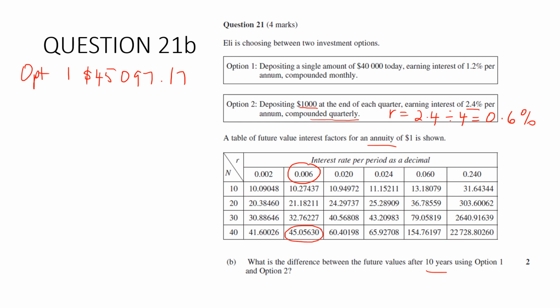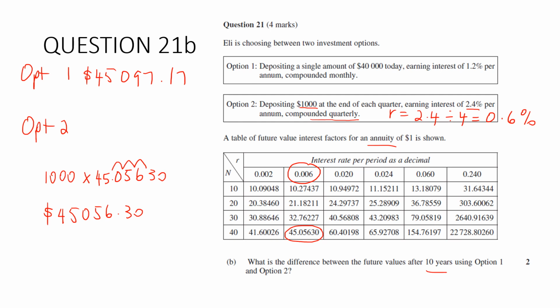Now that's for $1. He, of course, is depositing $1,000. So here's option 2. We want 1,000 lots of 45.05630. Timesing by 1,000, we move our decimal place. So option 2 is going to be worth 45,056.30. All right, so he's actually better off doing option 1.